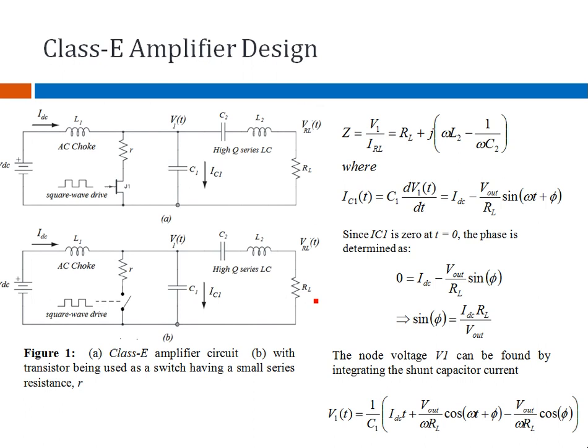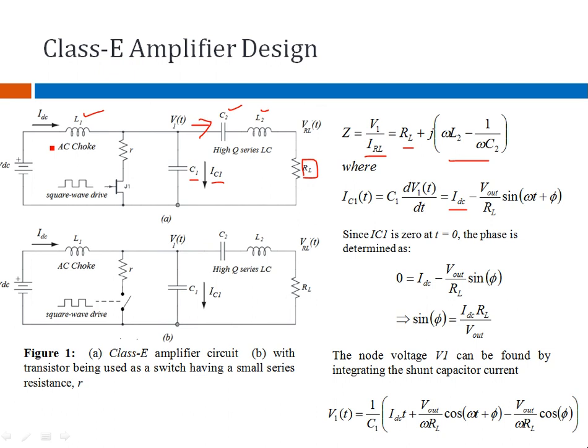The purpose of showing these design equations for this amplifier is just to show that all these lumped components L2, C2, and C1, which are part of this amplifier, are expressed in terms of the load parameter, which happens to be the most important part of the amplifier for which you are going to design the class E amplifier. For example, the impedance looking into the series RLC section is given by the ratio of the node voltage to the series load current, and that consists of both reactive and real parts. And IC1 is the current through the shunt capacitor, which can be represented as the current through the choke minus the current through the load.